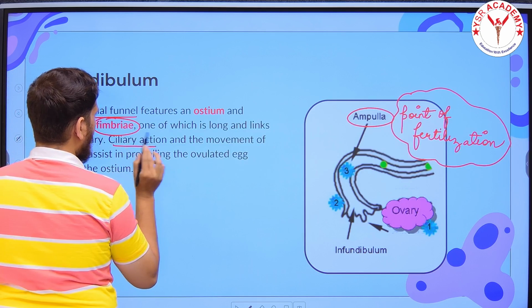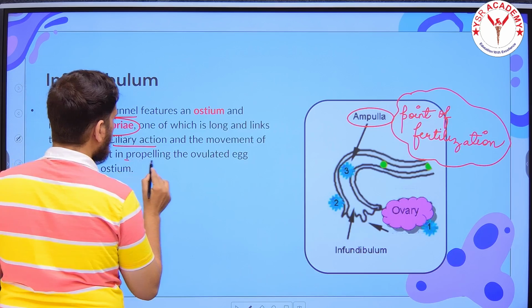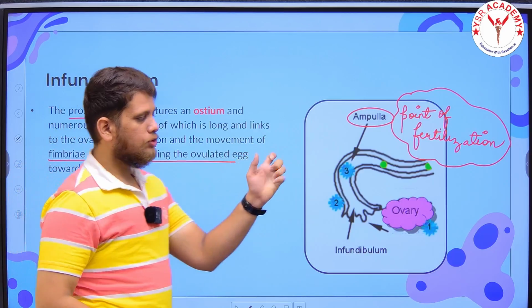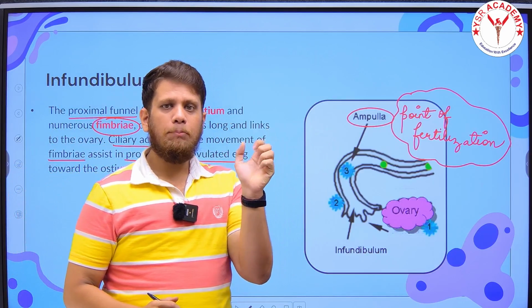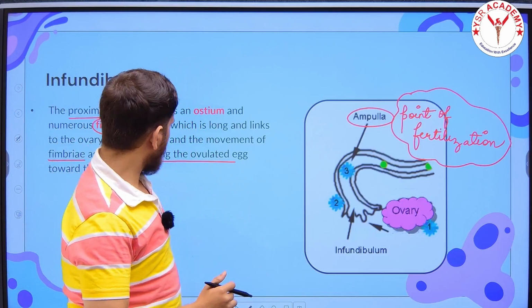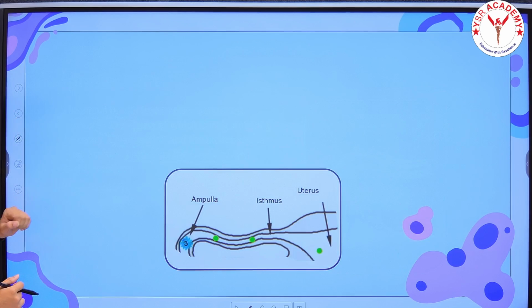Ciliary actions and the movement of the fimbriae assist in propelling the ovulated egg towards the ostium, which means these finger-like projections are going to move this way, and push the ovum towards the ampulla for the event of fertilization. Now, something like this.